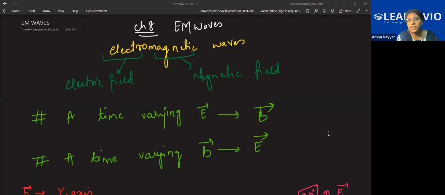Okay, let me start with the class. In the last class, we were completing EM waves. On Thursday, we couldn't have the class, so let's have this class. And this week, you won't have any other class. So I think next week only we'll be able to arrange the classes, whether through some extra classes or some exchange classes.